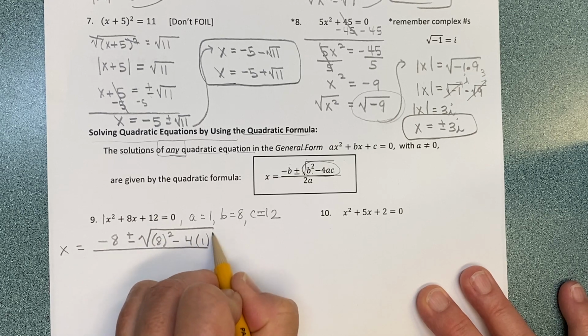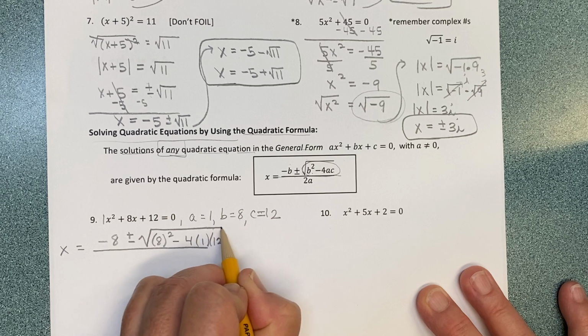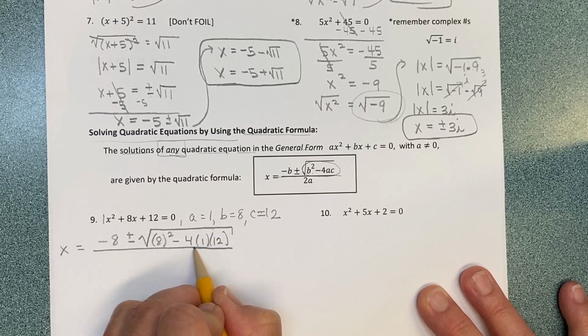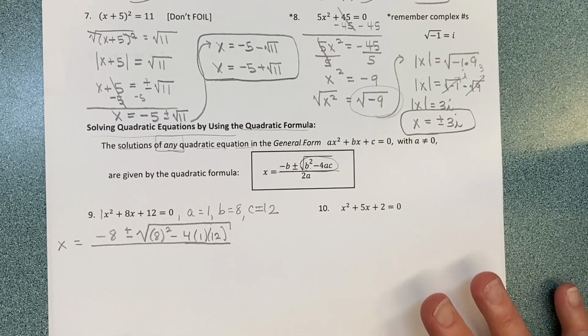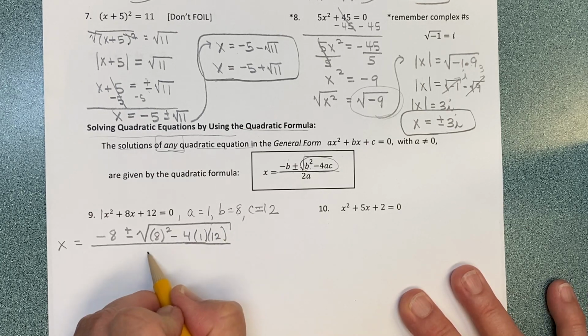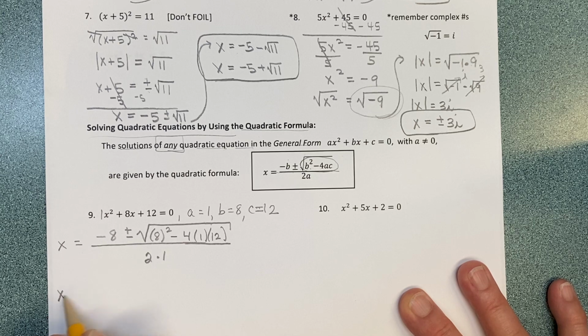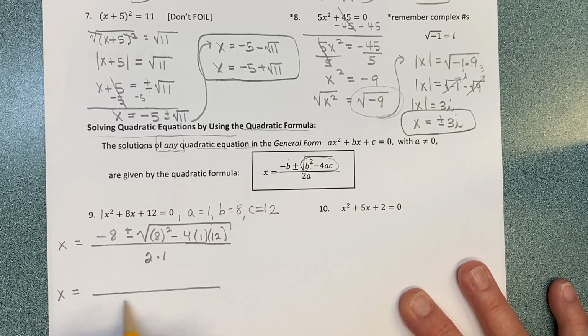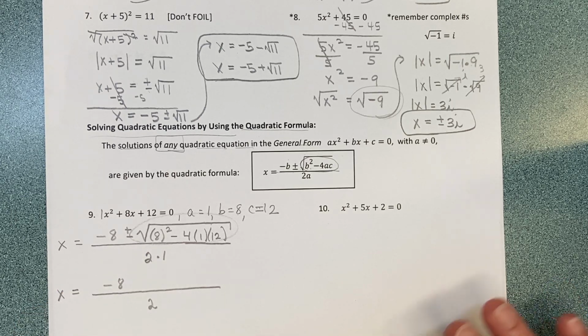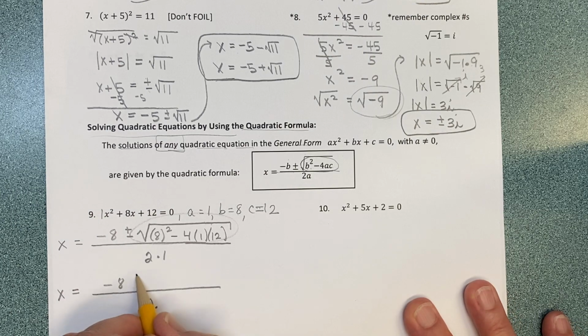Minus 4 times a times c. Make sure you extend that fraction bar. Structure matters. Extend the fraction bar too. The square root bar and the fraction bar. All divided by 2 times 1 here. All right, slowly, step by step, let's clean this up. I would target what's underneath the radical first. So I'm going to bring down negative 8, and I know I have 2 here. Then I'm going to have plus minus.